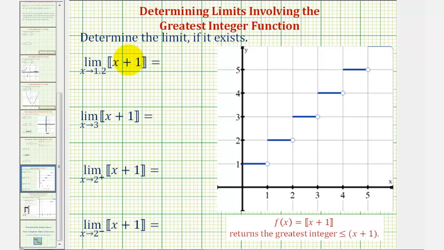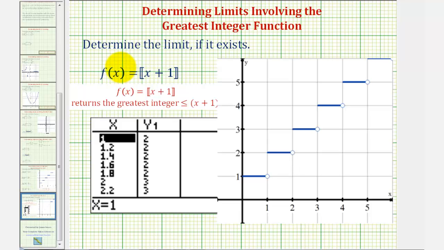We want to determine the following four limits that involve the greatest integer function. Our function is f of x equals the greatest integer of the quantity x plus 1. This function returns the greatest integer that is less than or equal to the quantity x plus 1. Let's take a look at a table of values.